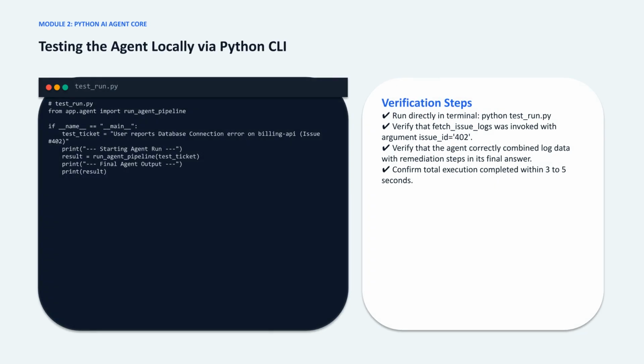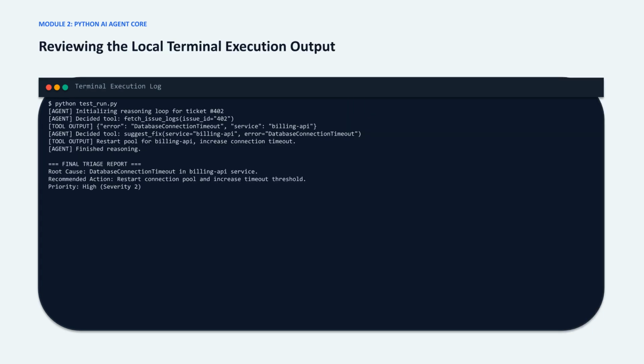It is critical to verify your agent locally. Use a Python CLI test run to confirm your agent correctly processes inputs, invokes the intended tools, and produces the expected output within reasonable time limits. Always review your terminal output carefully. You should see the agent initializing, selecting the correct tools, and generating a structured final triage report that identifies the root cause, suggested actions, and the overall priority.